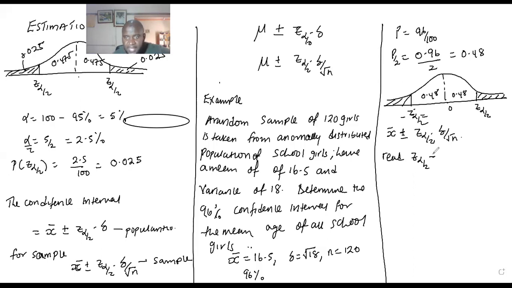I was saying it is Z alpha. What Z alpha have you got? 0.498. What do you read? Hello? Guys.